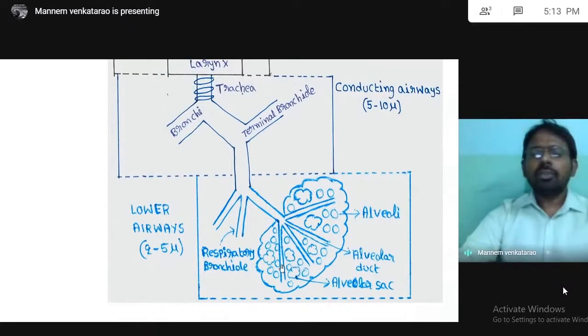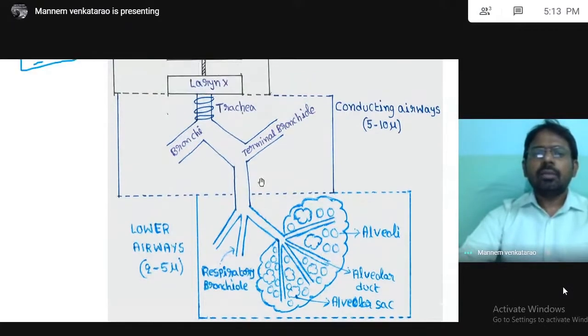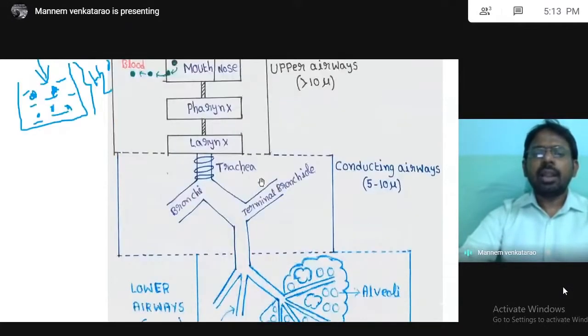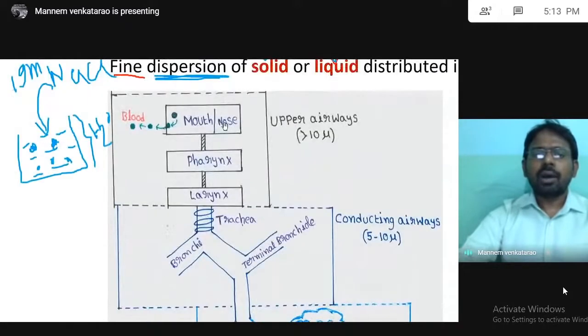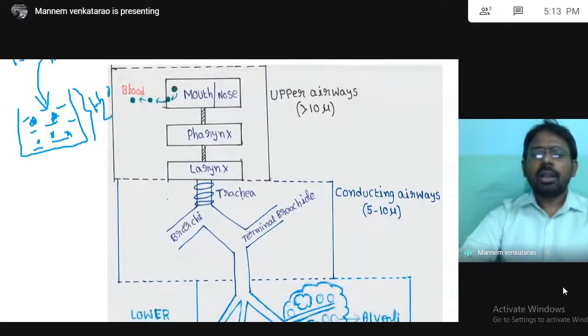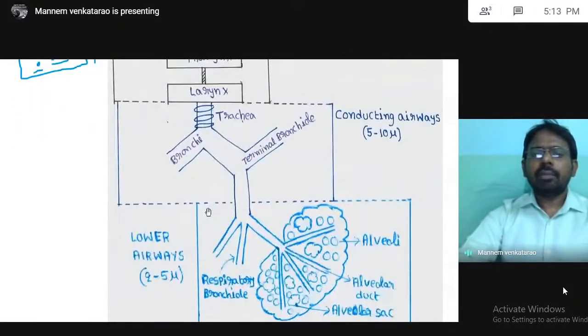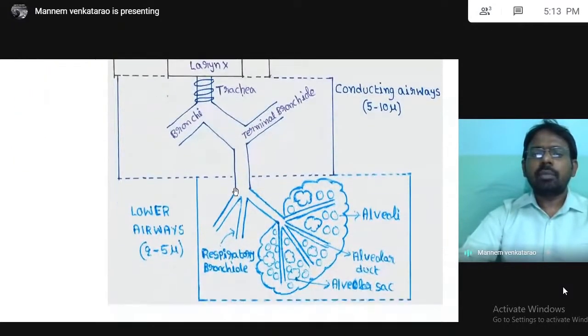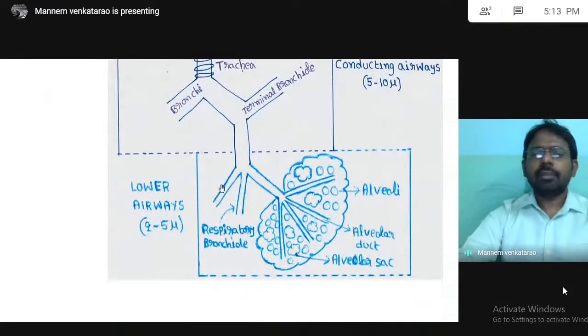The produced alveoli deposited across the alveolar ducts. Okay, this is the respiratory tract. Once again, once the drug is inhaled, it will enter into the mouth or nose, followed by pharynx, larynx, trachea, bronchi. Next, bronchi divided into terminal bronchioles. Next, terminal bronchioles again divided into respiratory bronchiole. Respiratory bronchiole again divided into alveolar ducts.